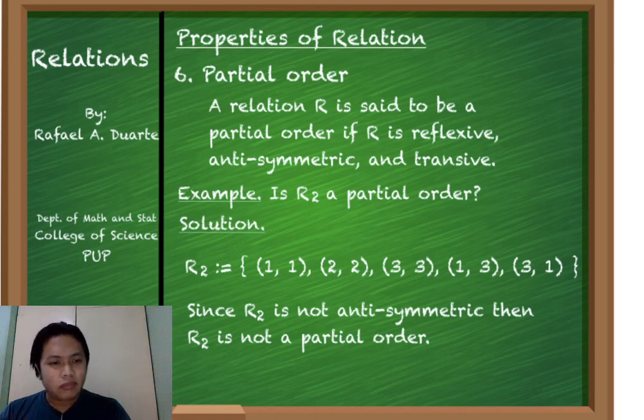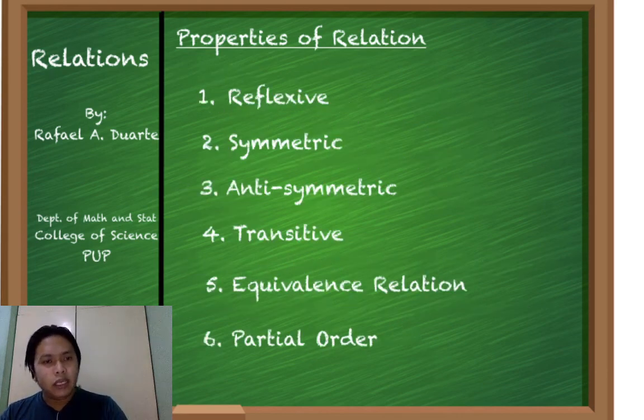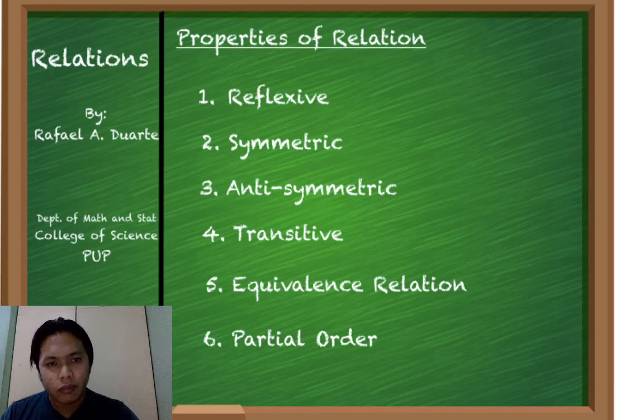Okay? Let's just have a recall of all of this. We discussed what a relation is. And we can get a relation using the cross product, or the Cartesian product. And then we also studied the six properties of relations: reflexive, symmetric, antisymmetric, transitive, equivalence relation, and partial order. Okay, so that's it. That's the lecture for relations. See you in the next video.